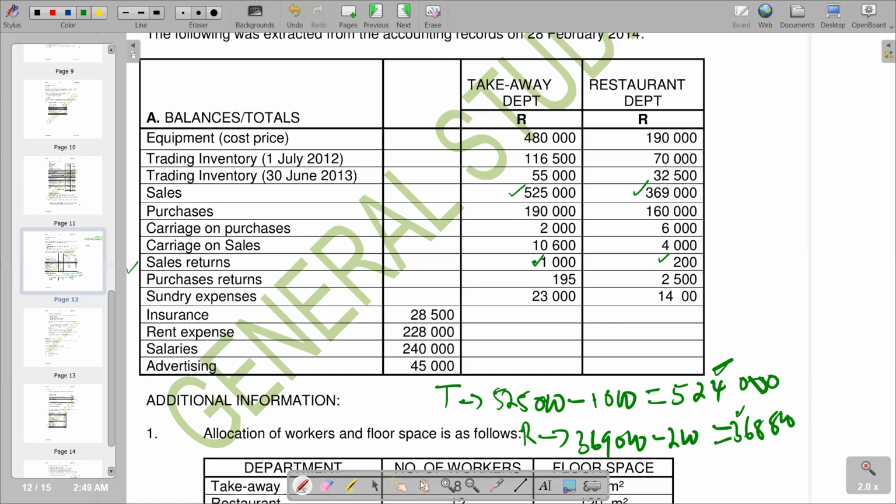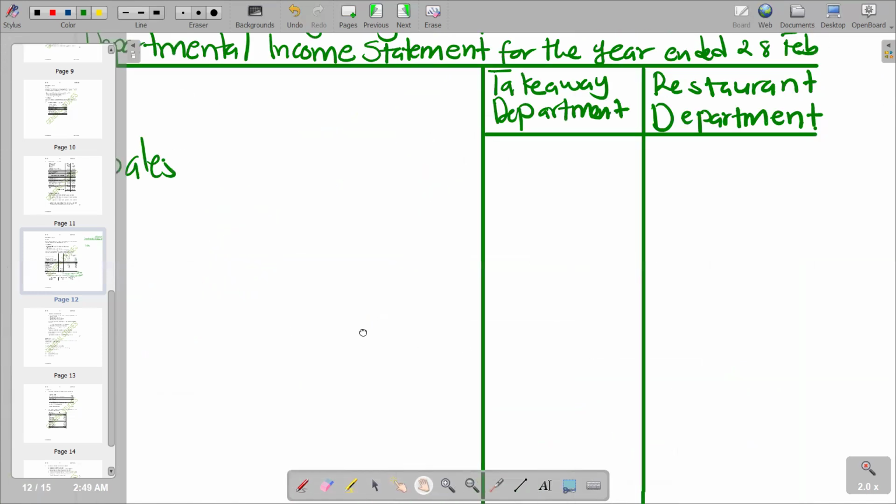So we go there and put in our final answers. In the takeaway department we have 524,000, and in the restaurant department we have 368,800. Going back, you see that after sales we now say less cost of sales.